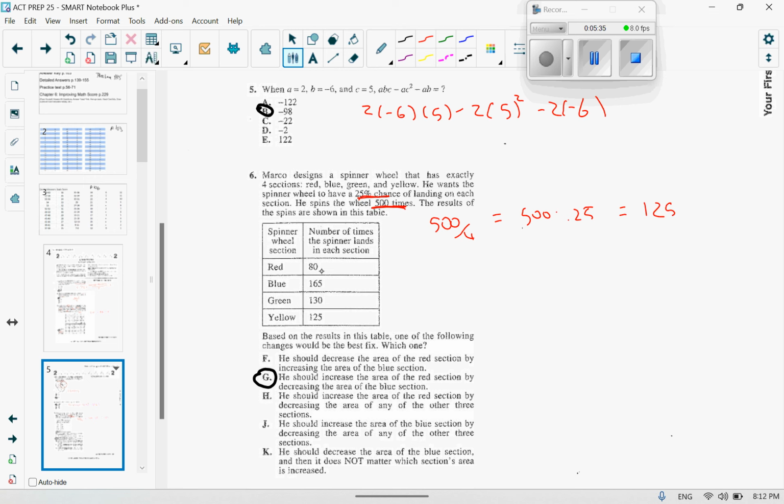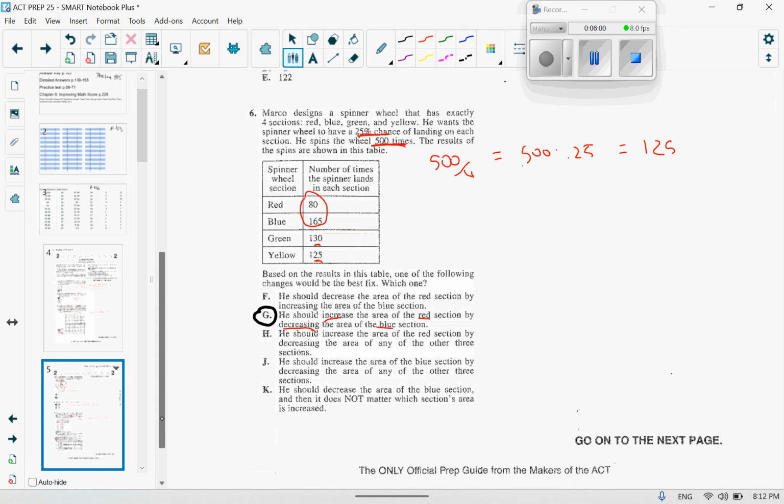So the theory is, these numbers wouldn't be exactly 125, but they would be pretty close. For example, yellow is exactly 125. Green's a little high, but that'll happen. The problem is blue has way too much and red has way too little. So I would want to increase the red section by also decreasing the blue section. So that's why letter G is the correct answer there.